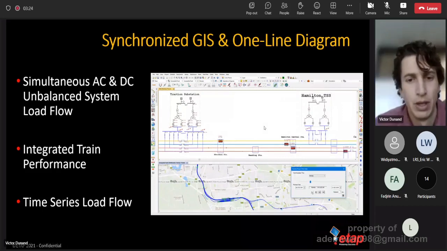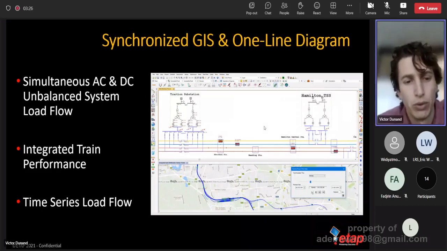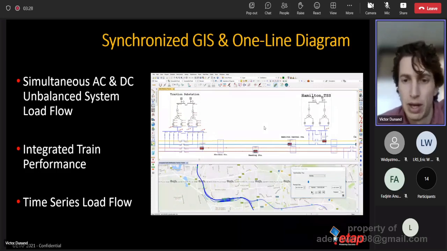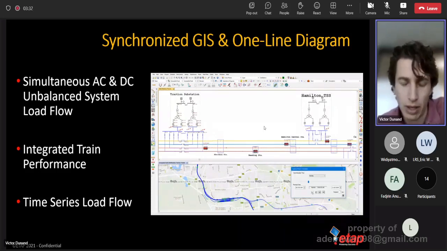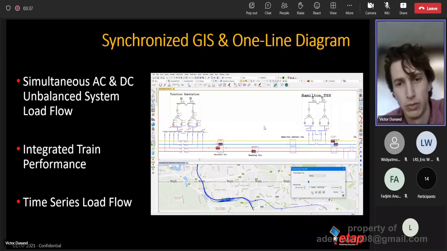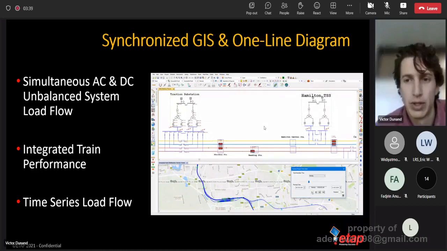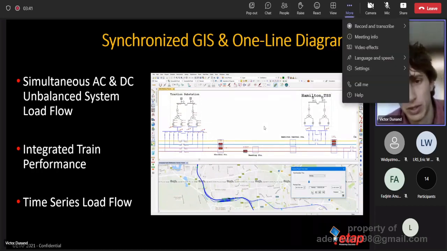on, right? So that enables us to do what we call time series load flow. So we can do time domain studies. So based on time of the day, where the trains are located, by defining the timetable, we'll be able to understand what that load is looking like on both sides, in that case, on the 2 substations, but the rest of the network as well.